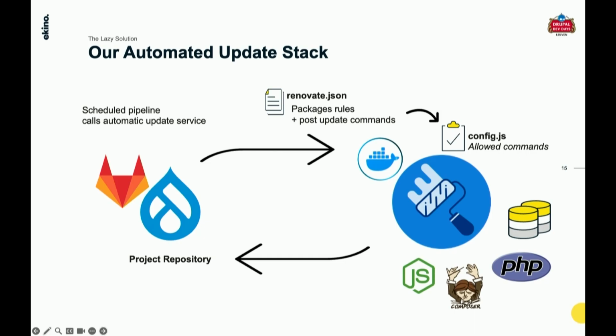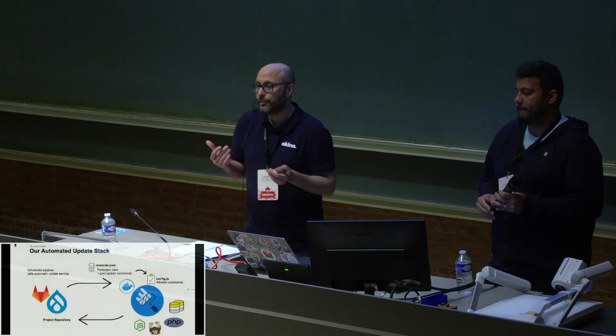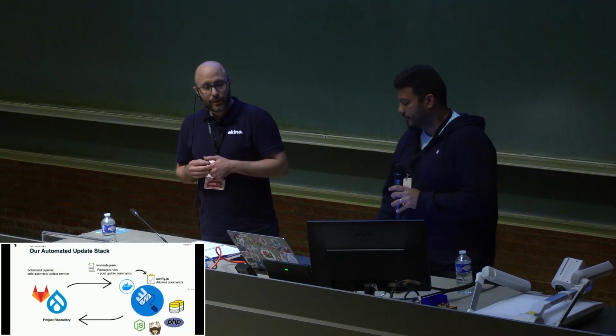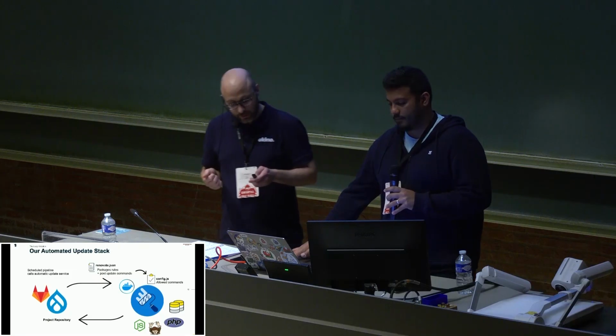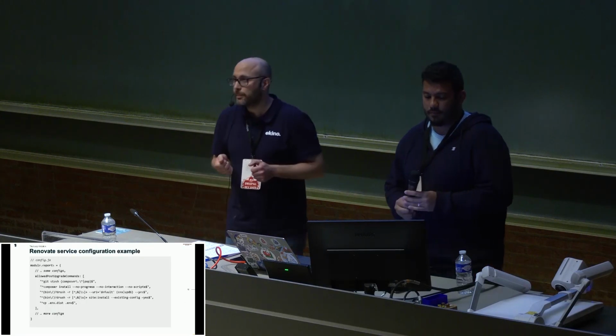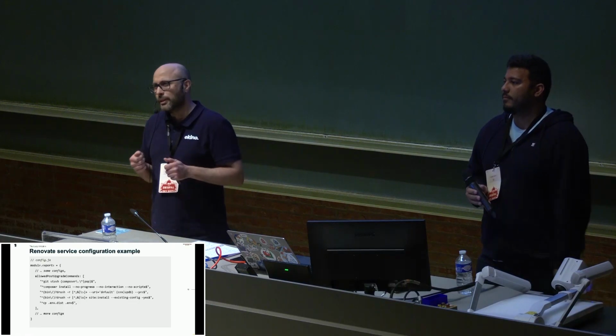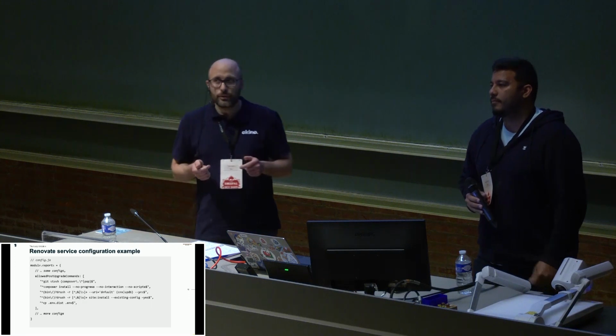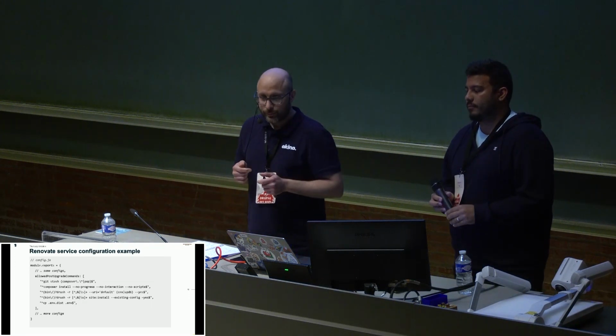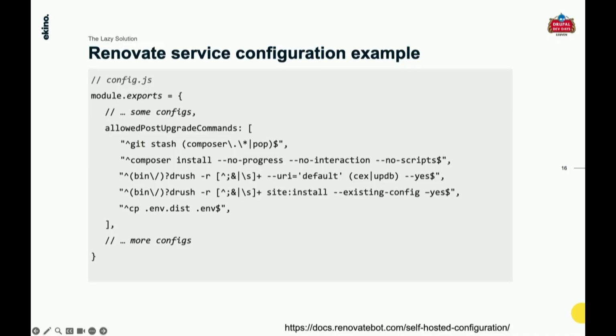To be more precise, we follow with the configuration, because we now have our Docker image, but we need to configure this Renovate service. We will deep dive a little bit more into this part now. This is the JavaScript configuration file for the Renovate service in the Docker image. There is a lot of configuration possible. We have at the bottom of this slide the link to the configuration documentation.